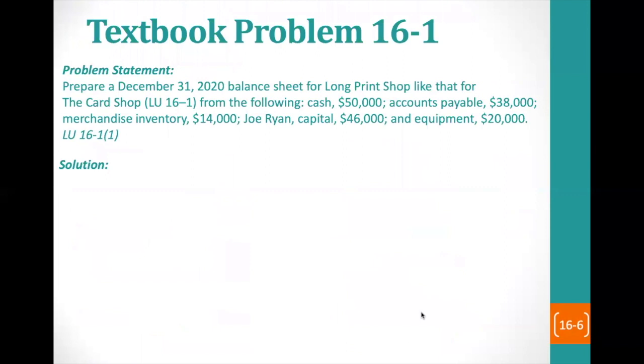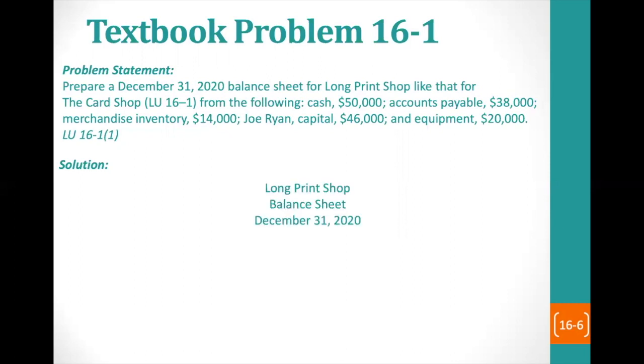So this example has us preparing a balance sheet for Long Print Shop for the following accounts: cash $50,000, accounts payable $38,000, merchandise inventory $14,000, Joe Ryan capital $46,000, and equipment of $20,000. So the first thing we want to do is look at this and figure out what types of accounts each of these are. Cash is an asset, accounts payable is a liability, merchandise inventory is an asset, Joe Ryan capital is an equity account, and equipment is an asset.